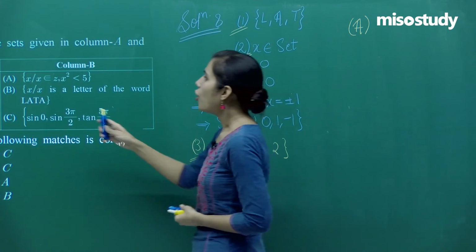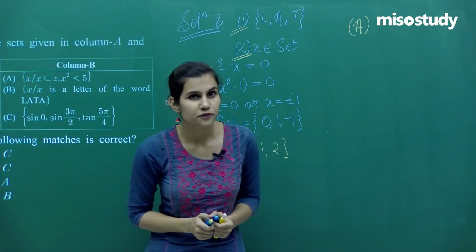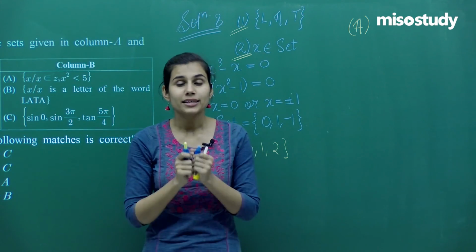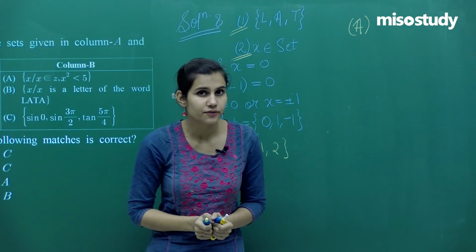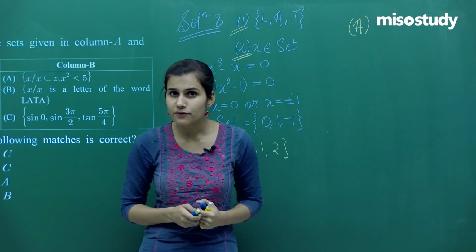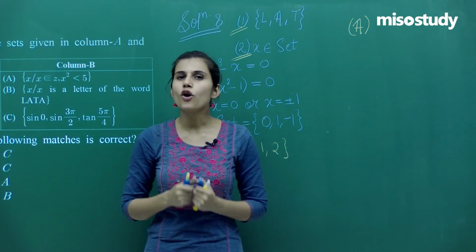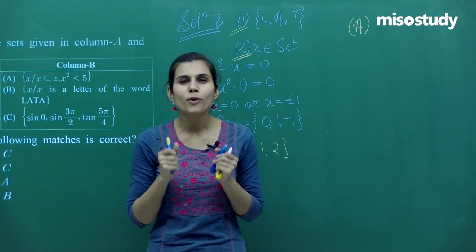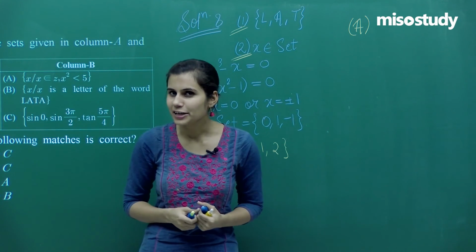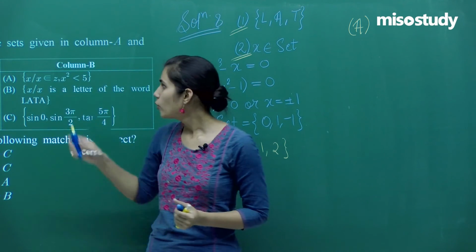A is saying all those x belonging to integers such that their square is less than 5. That means their square can come out to be anything but a number strictly less than 5. If you start with 0, 0 square is 0, which is strictly less than 5. 1 square is 1, strictly less than 5. 2 square is 4, strictly less than 5. And the moment you get to 3, 3 square is 9. That has exceeded 5.